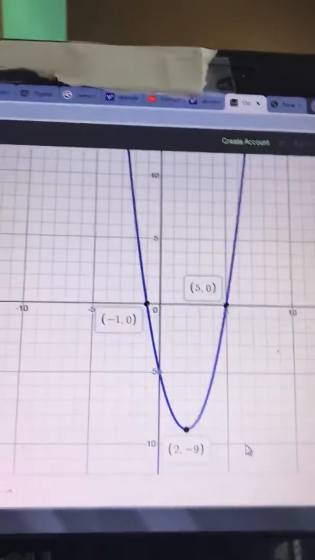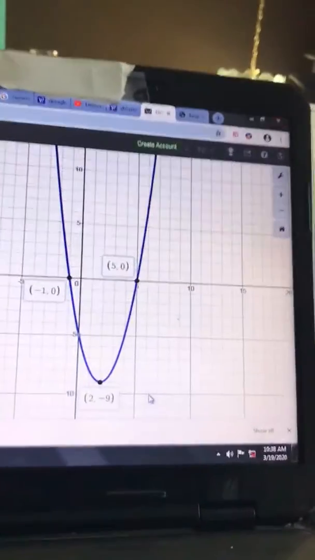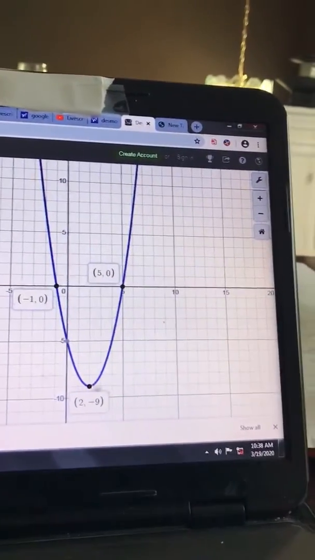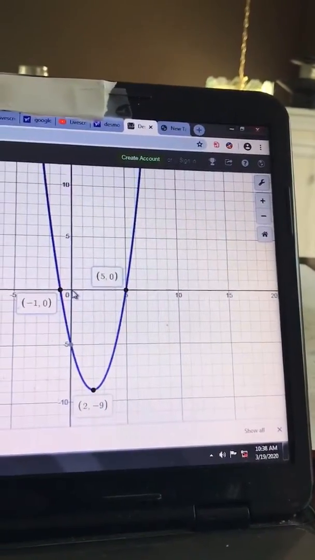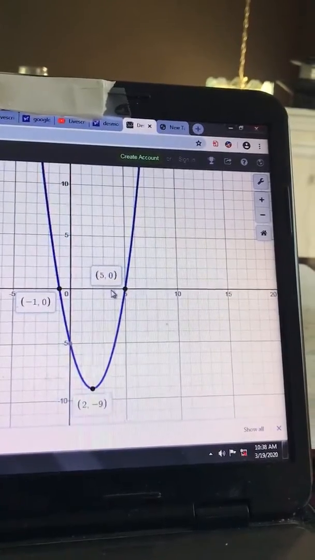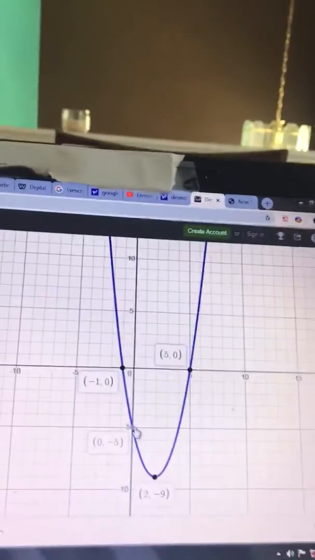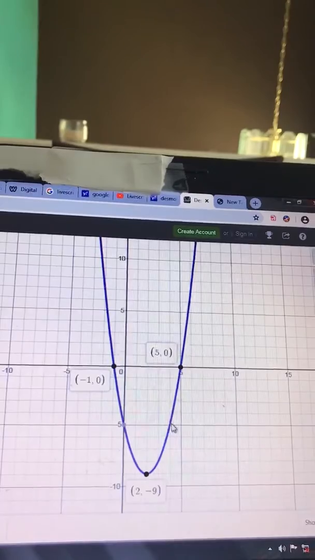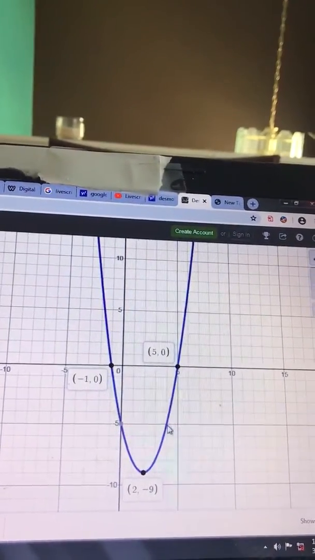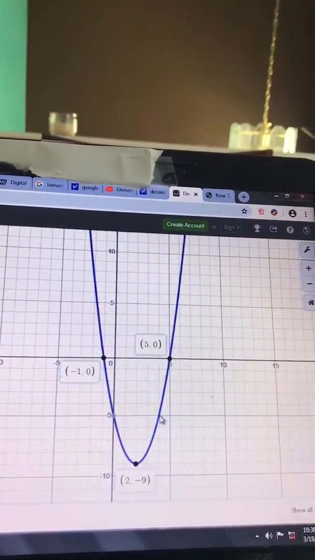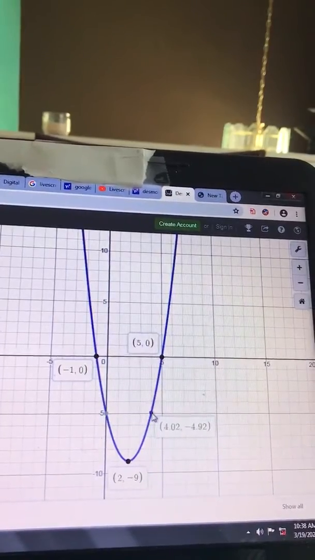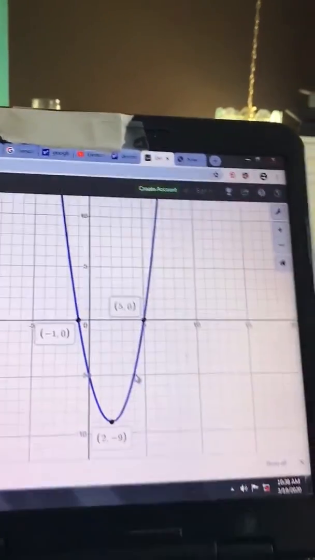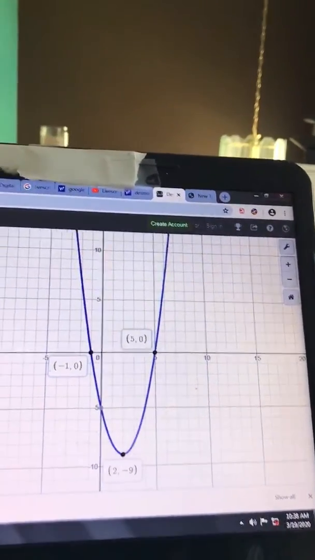But now that we have our points in Desmos, let's see, can we use any of these points? Let's see if we can plug in 0 for x. We already have our y-intercept. So it's very important to know these are symmetric. Just by going to Desmos, we know our y-intercept is 0, -5.